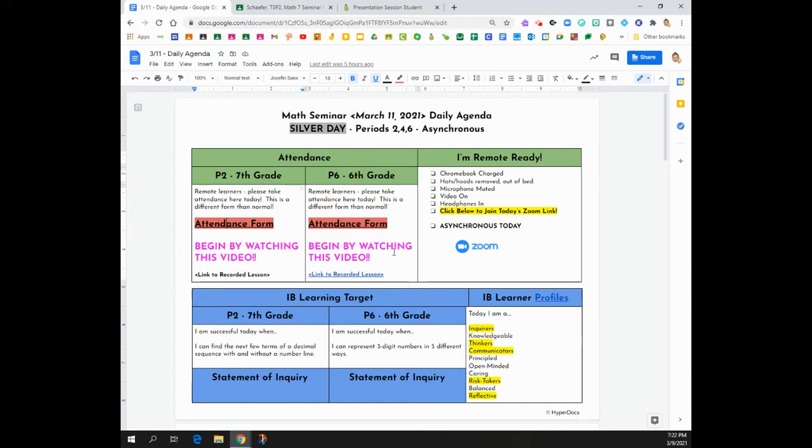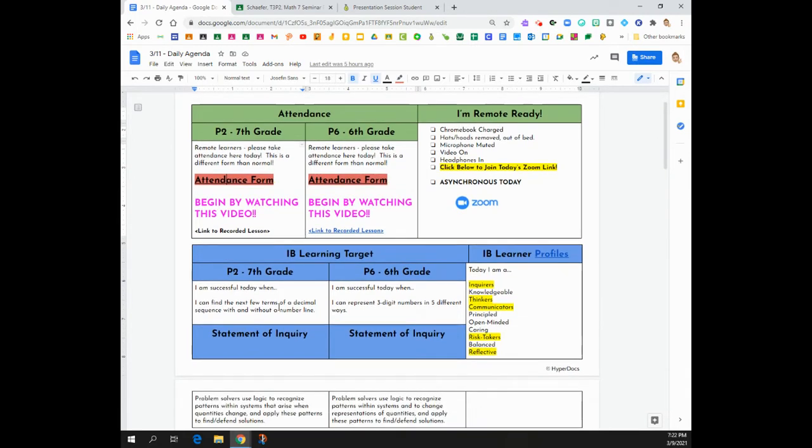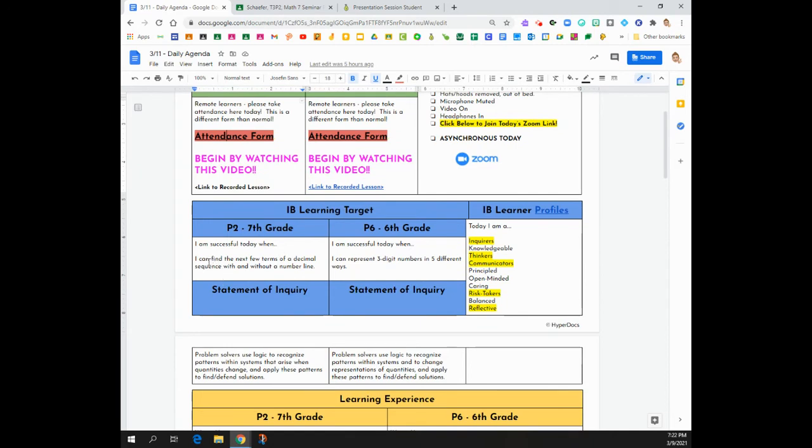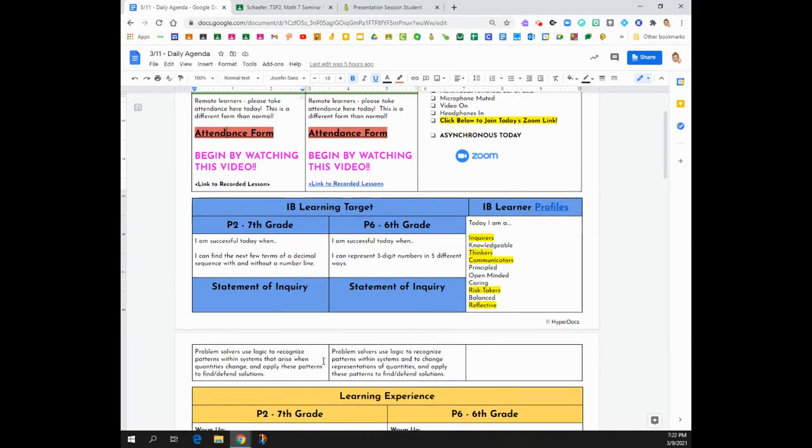Everything that you do will be coming from this video, and then the work that you do alongside it in Pear Deck. So your learning target for today is to be able to find new terms, the next few terms of a decimal sequence, and we're going to try and do that with and without number lines. You're practicing being inquirers, thinkers, communicators, risk takers, and reflective.